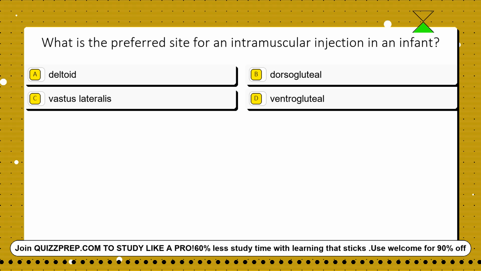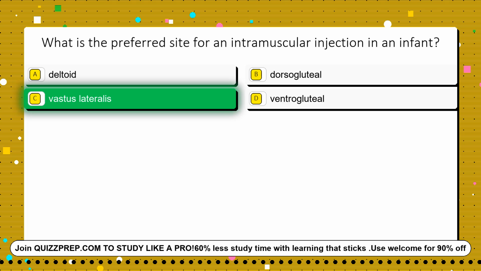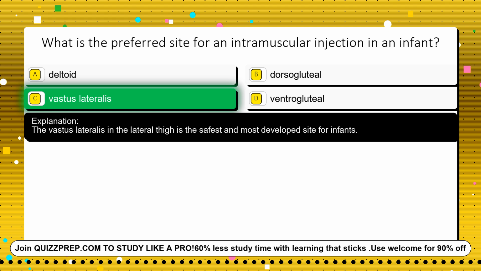Question 102. What is the preferred site for an intramuscular injection in an infant? Option A, deltoid. Option B, dorsogluteal. Option C, vastus lateralis. Option D, ventrogluteal. The correct answer is option C, vastus lateralis. The vastus lateralis in the lateral thigh is the safest and most developed site for infants.